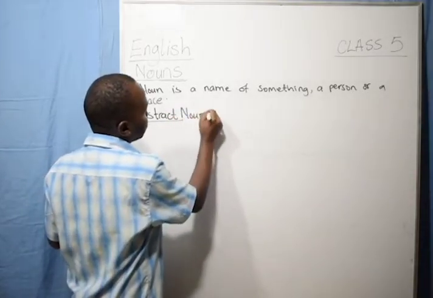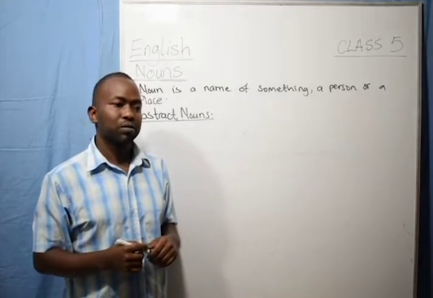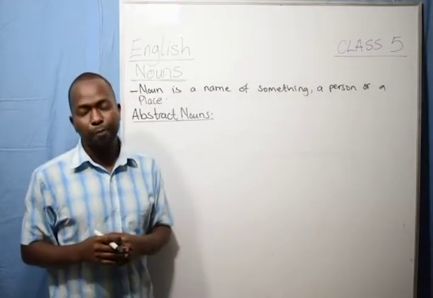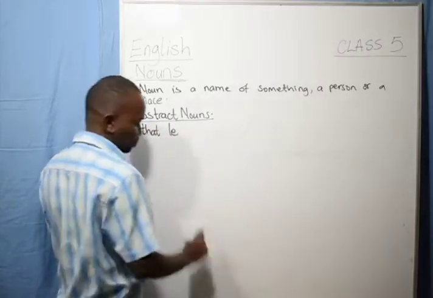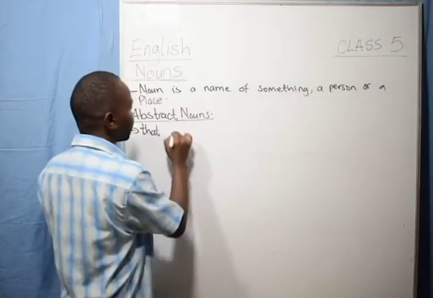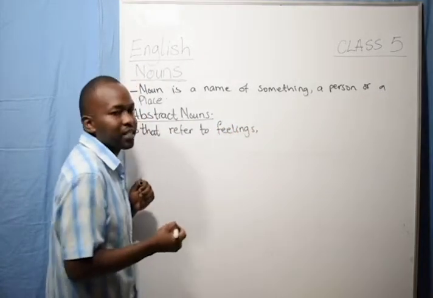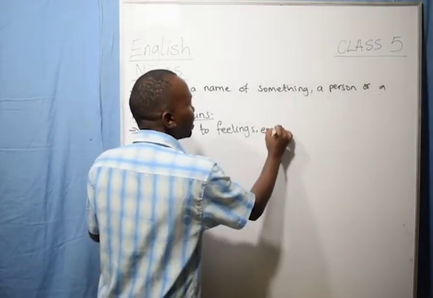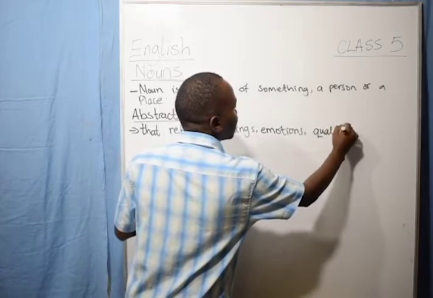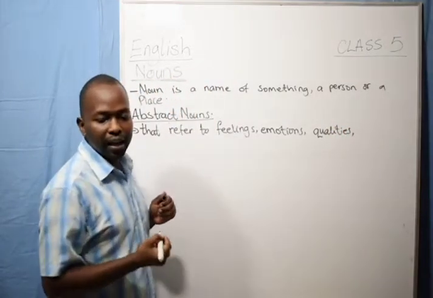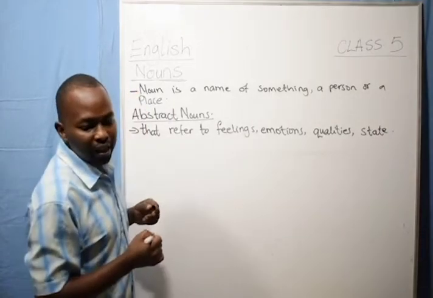nouns. Abstract nouns. Now, what are abstract nouns? Now, we say abstract nouns are nouns that refer to feelings, emotions, qualities of something, or the state of something, how something is. Now, examples.